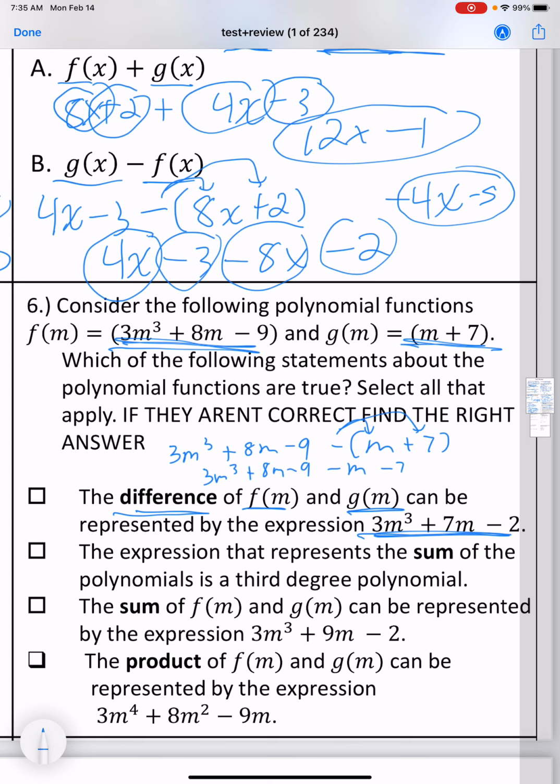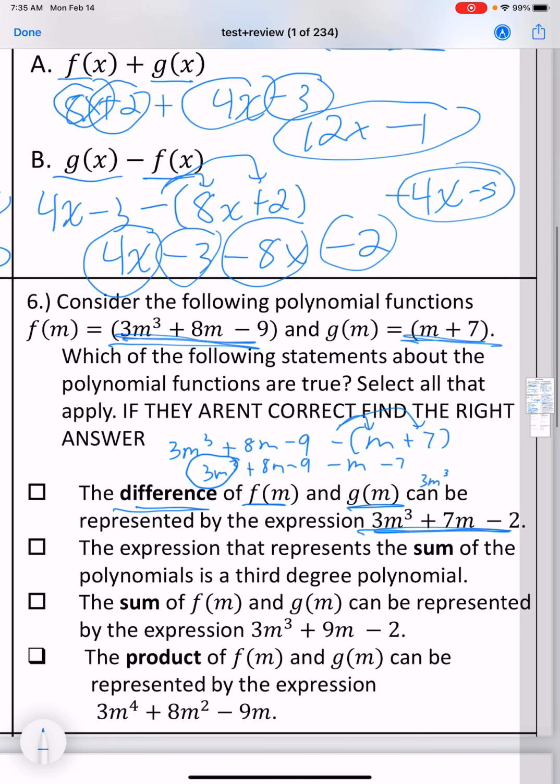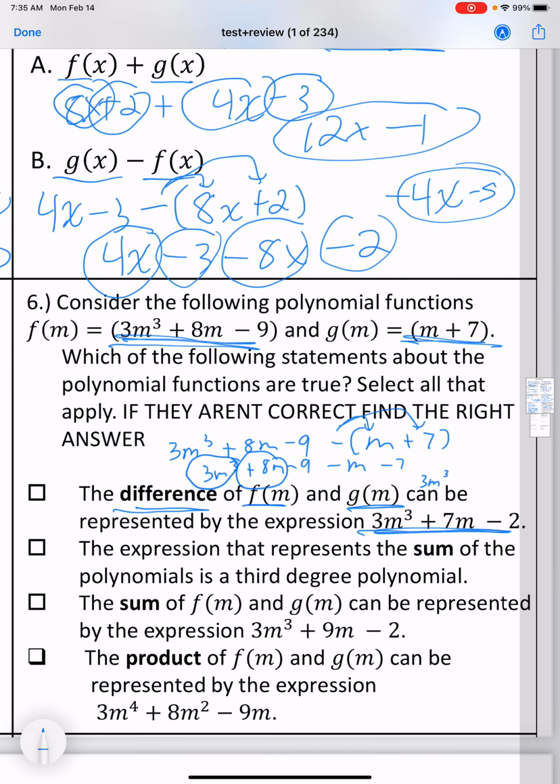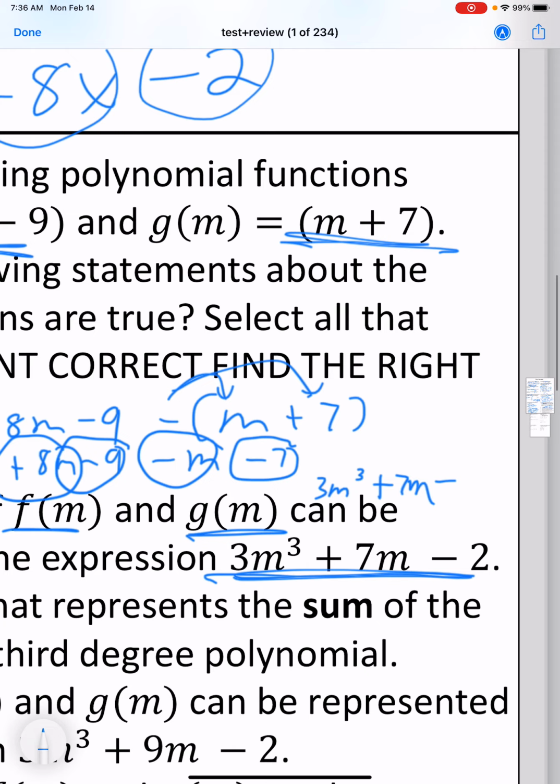And then you start looking for like terms. Well, 3m to the third power is already a like term, so we can kind of just bring that down. The next one would be, we could do 8m minus m, which makes positive 7m. So far, this equation is looking pretty good. And then this last one would be negative 9 minus 7, which actually makes negative 16.